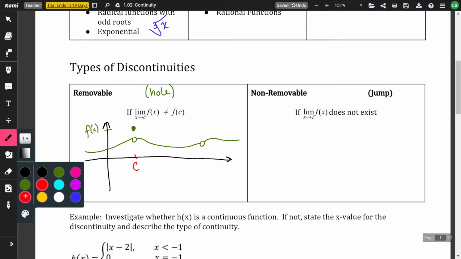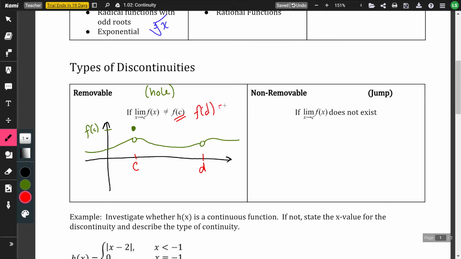This also works at this other value. I'm going to call this x equals d over here. X equals d is also considered to be a removable discontinuity. Even though f of c, or I should say f of d, technically does not exist, your limit still exists. So the fact that there's a domain error that happens at x equals d just means you have a removable discontinuity.